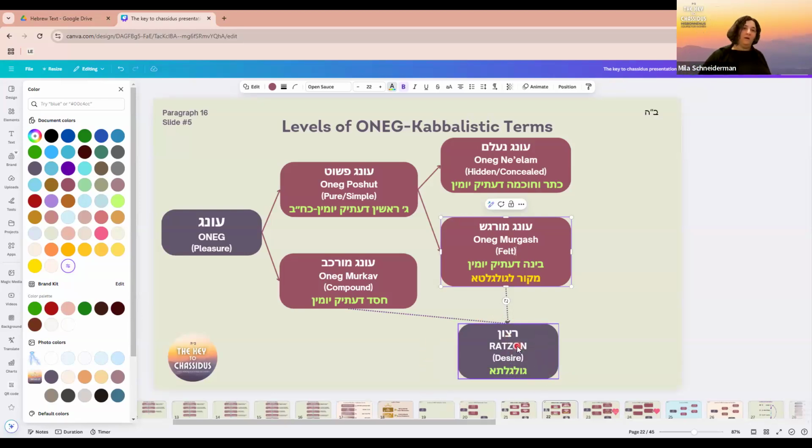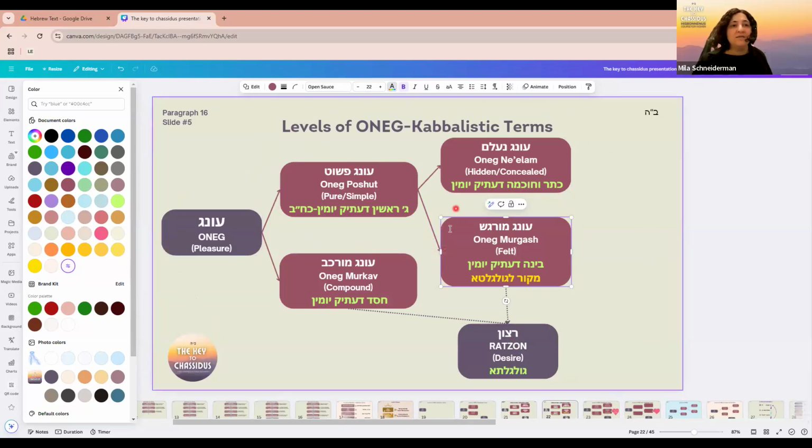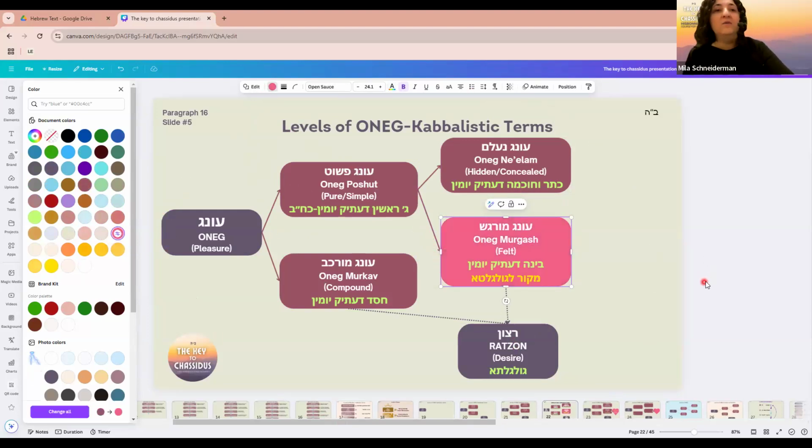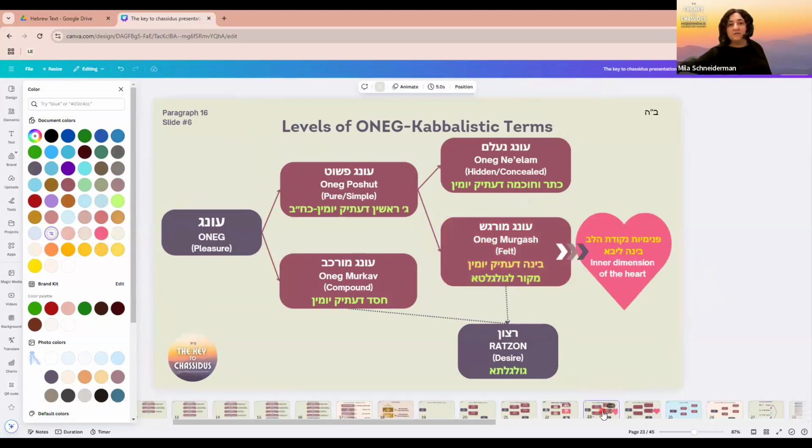Now, why is he saying that? Because what he wants to single out, by giving us all this detailed diagram, is this specific level, just this one. He says, this one is different. What's different about it? This level that I just made bright pink is different because it is called Pnimis Nekudas Halev, the inner aspect, the inner point of the heart, which is called Bina Liba.